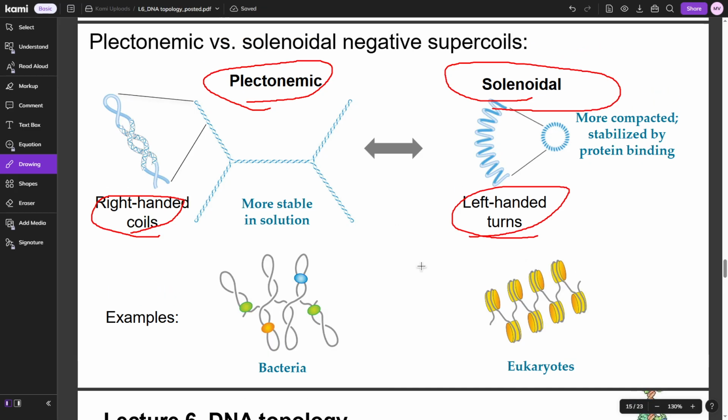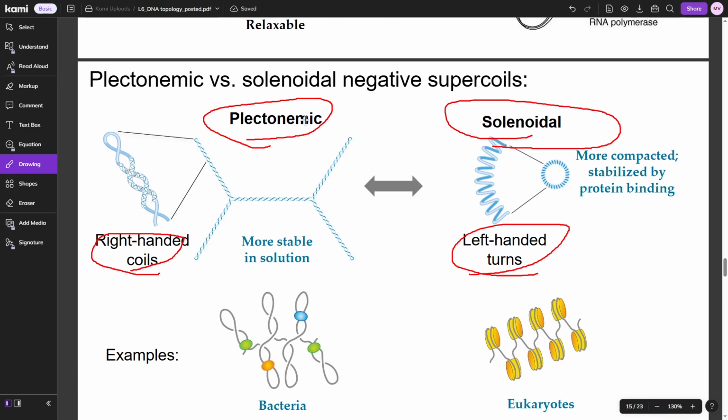Again, how important is this? I wouldn't say this is super important. I would just try and remember these words. Remember that solenoidal is left-handed, and plectonemic is right-handed.